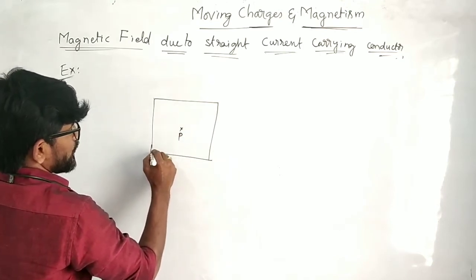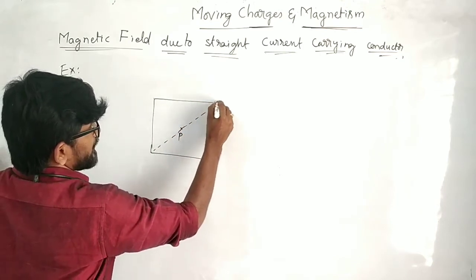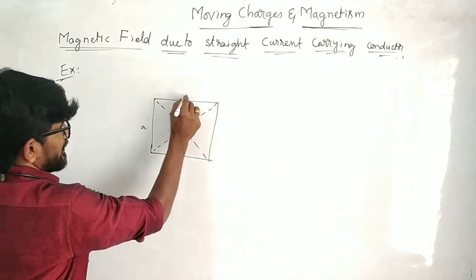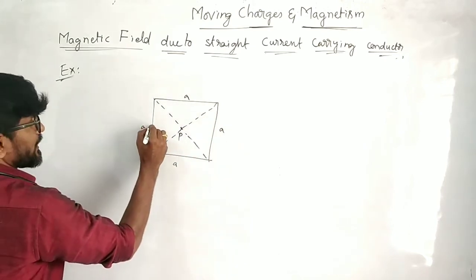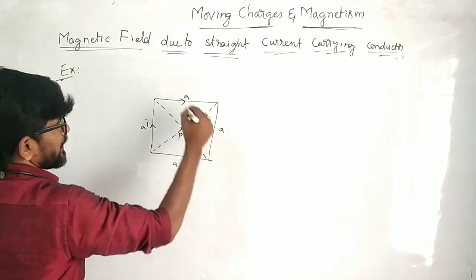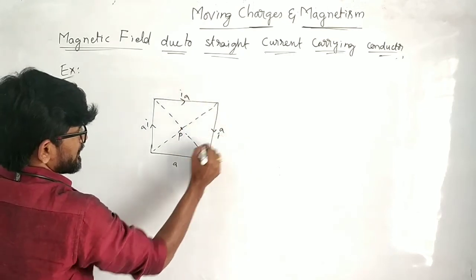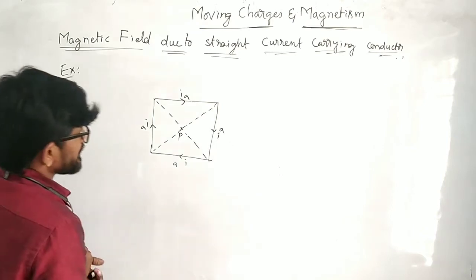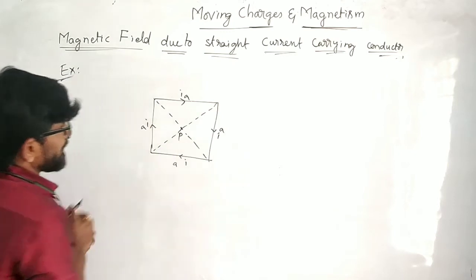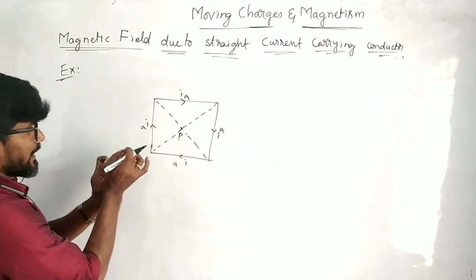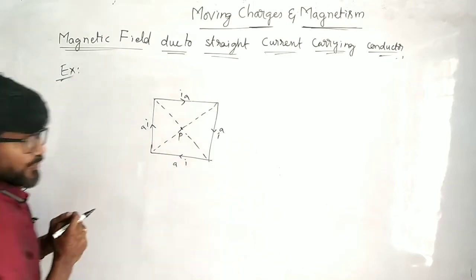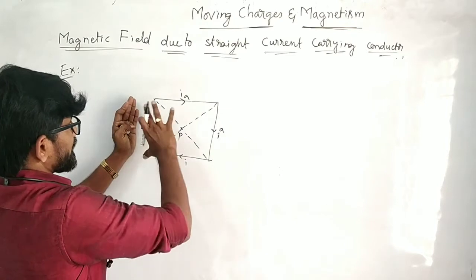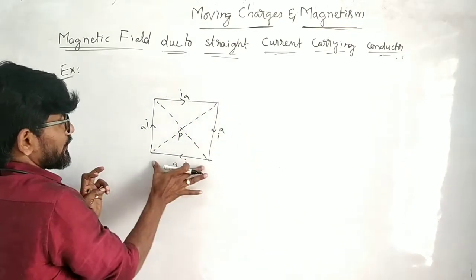So we know for a square, the center lies at the point of intersection of the diagonals, right? A square means all sides have the same length, right? If current I is flowing in the anti-clockwise direction, what is the magnetic field at P? Is it clear? Now to find the magnetic field, if you analyze briefly, what you actually want is the magnetic field due to one straight current. The loop comprises 1, 2, 3, 4 straight current carrying conductors.